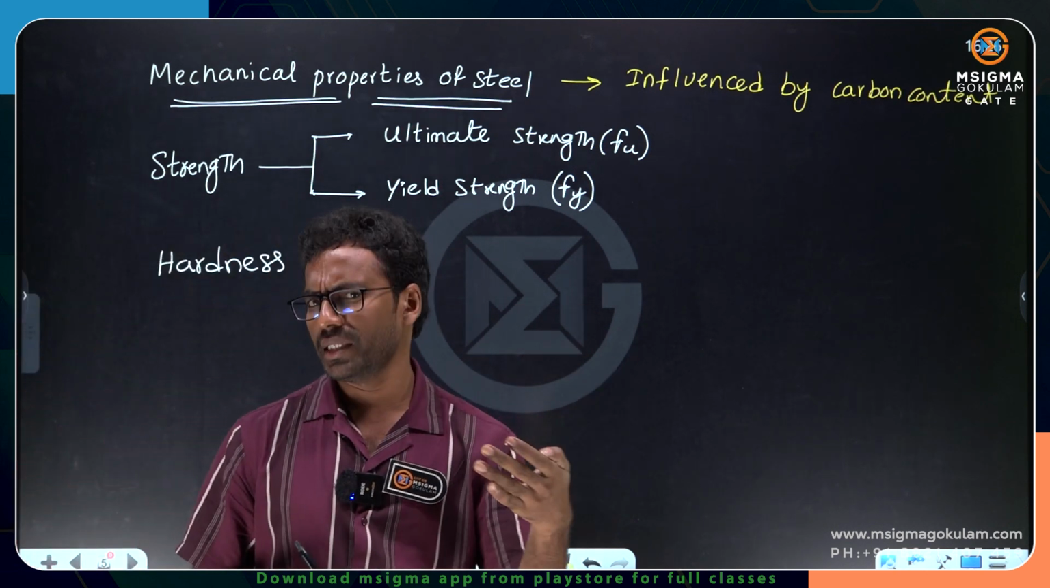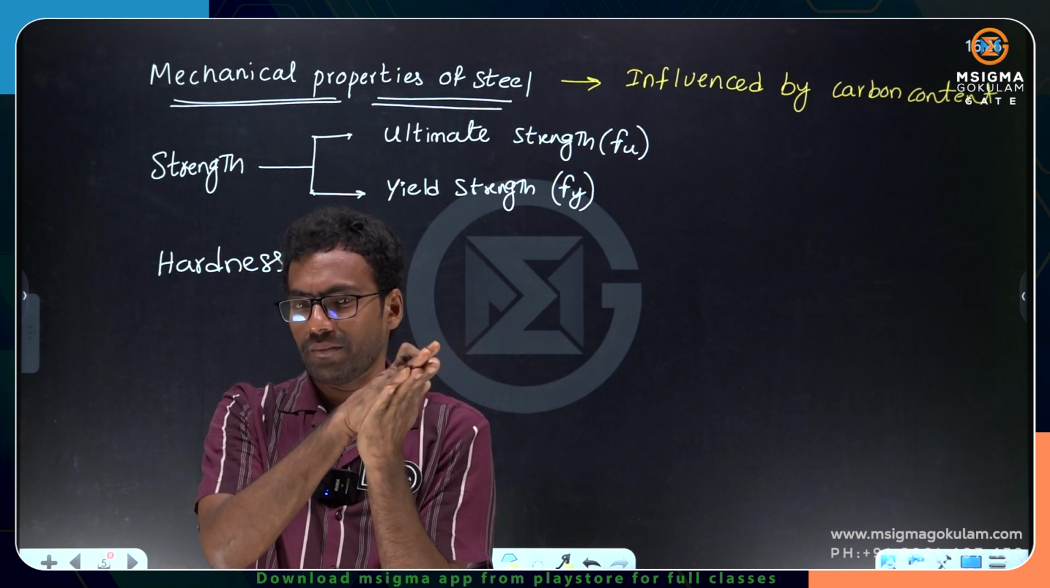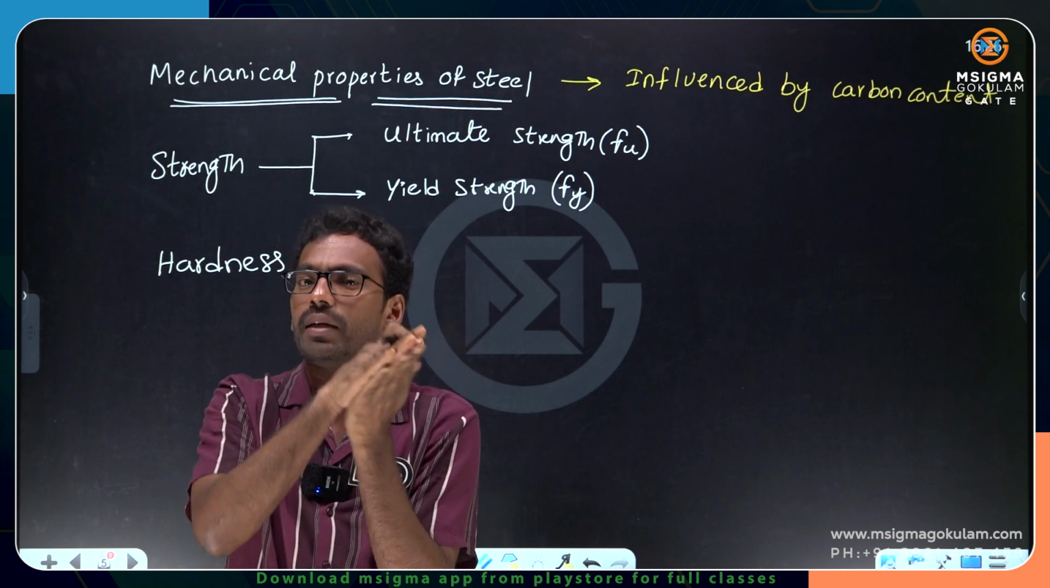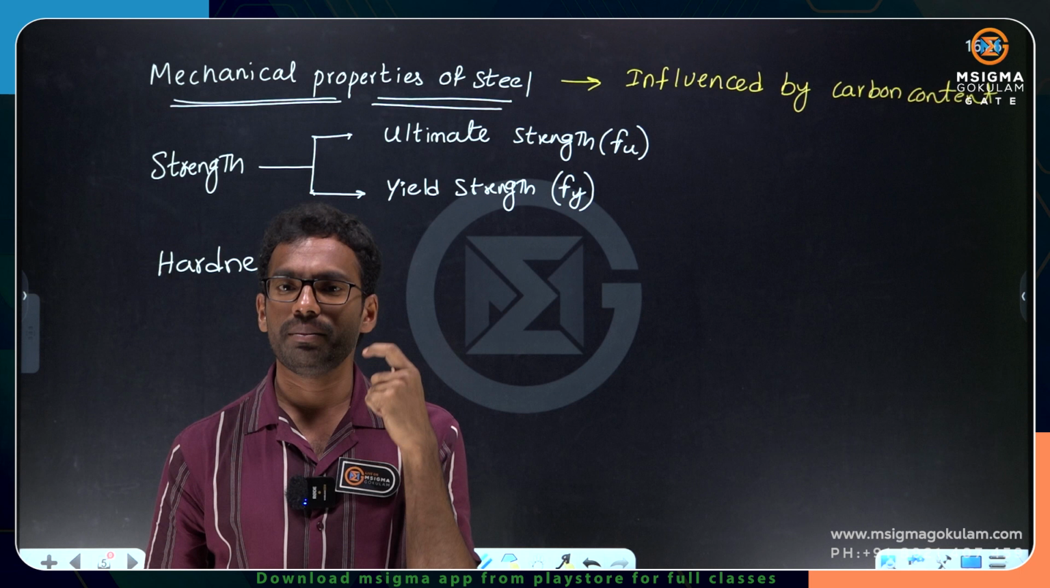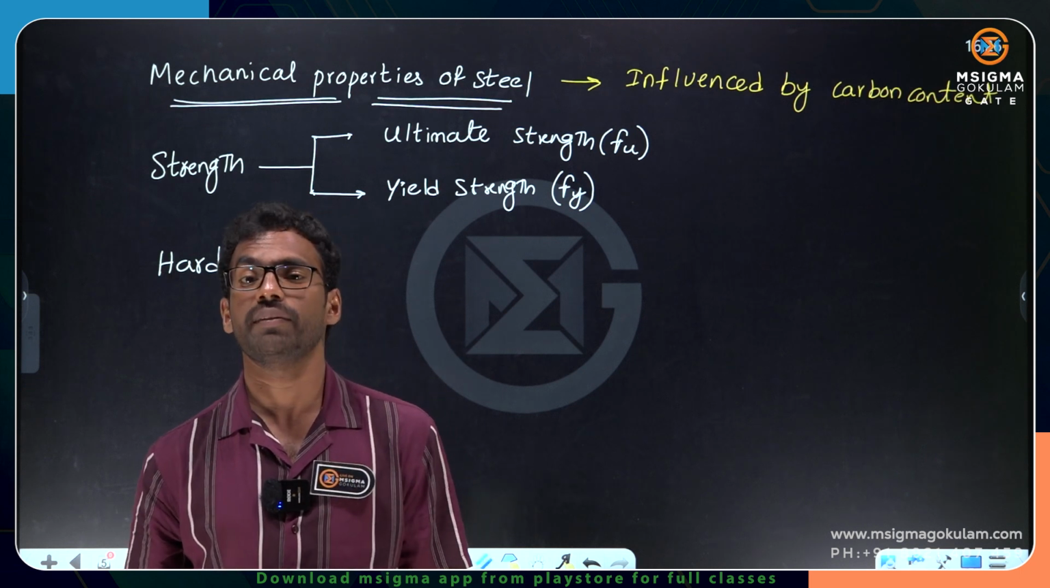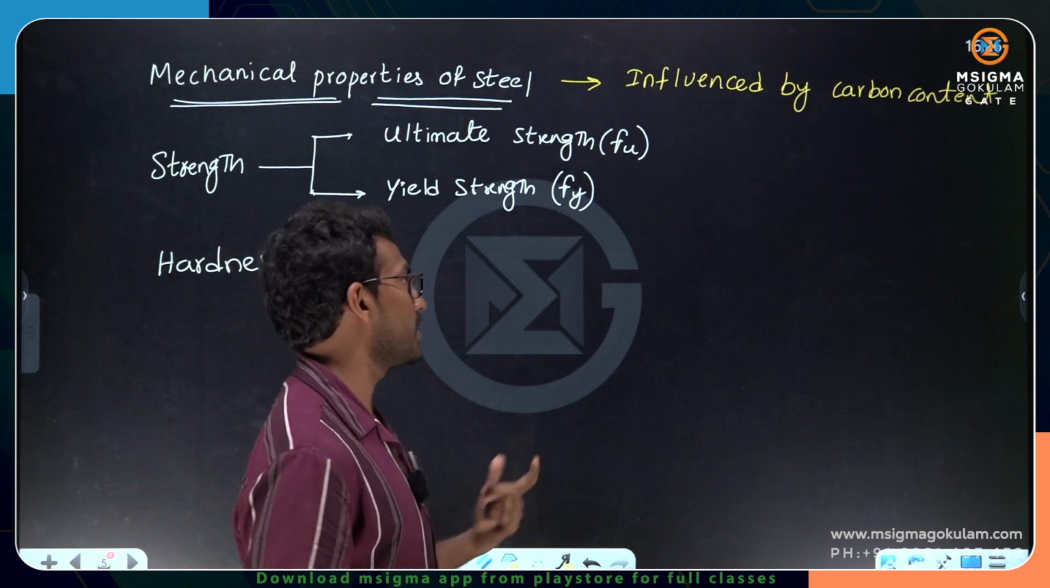What is hardness basically? What is the meaning of hardness? It is the resistance offered by a material against wear and tear action, rubbing action, abrasion action. The resistance offered by a material against that kind of shearing effect, abrasion effect, wear and tear effect is basically what we call hardness.